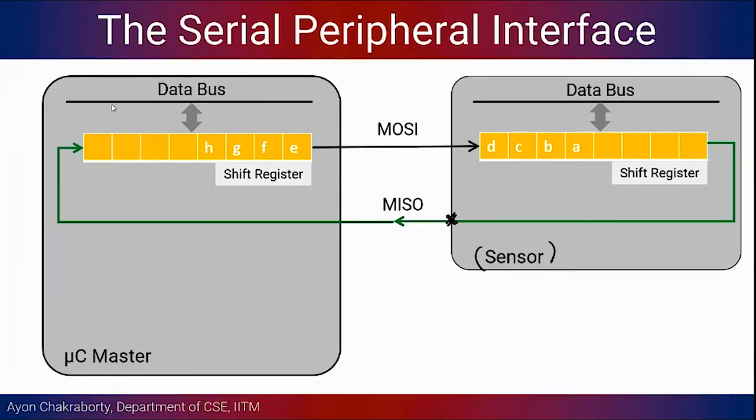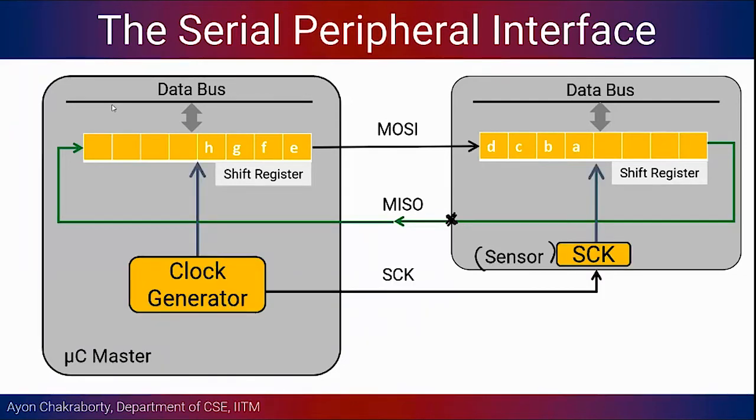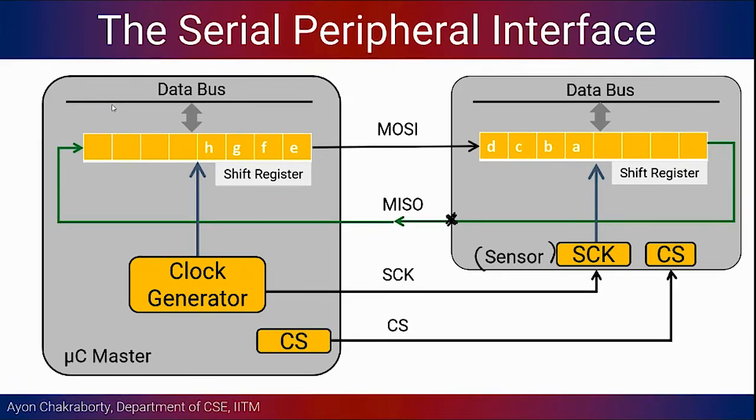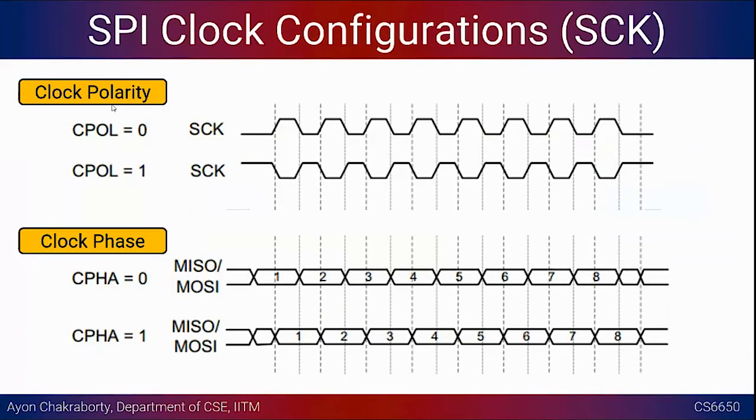So in this SPI protocol, the clock is generated in the microcontroller master, and that is shared with the sensor device, right? The sensor device will take the clock from the microcontroller, and then that same clock will be used to transfer the data between the two shift registers. And then of course you will have the chip select or chip enable, which can be programmed to select a particular device or a particular sensor. Okay, and then there are certain nuances in every protocol.